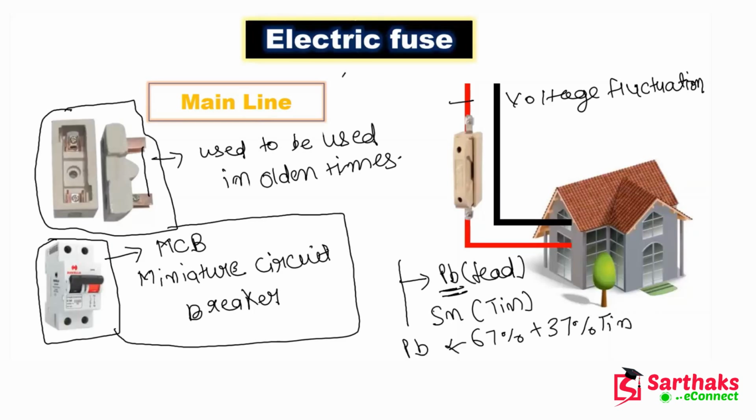Here this lead has a very low melting point. So if you pass higher current, the more current you provide, the more heat will also be produced, because heat is directly proportional to the current. So if the current is higher, then our heat will also be higher. And if heat is high, then because it has a low melting point, it will melt and disconnect or break the circuit.